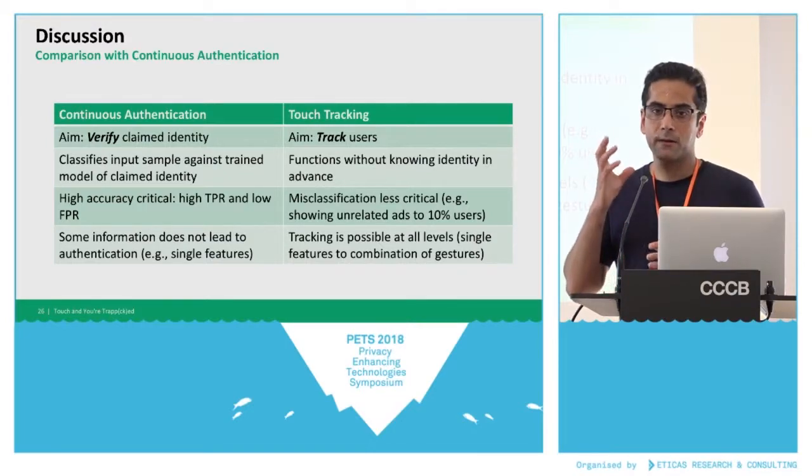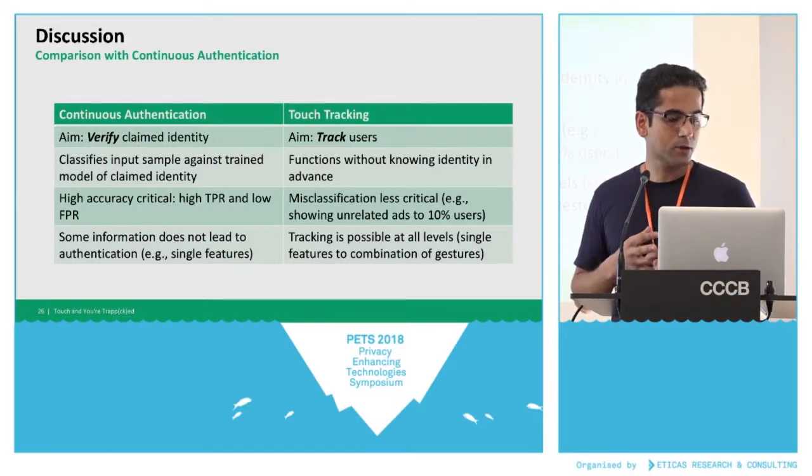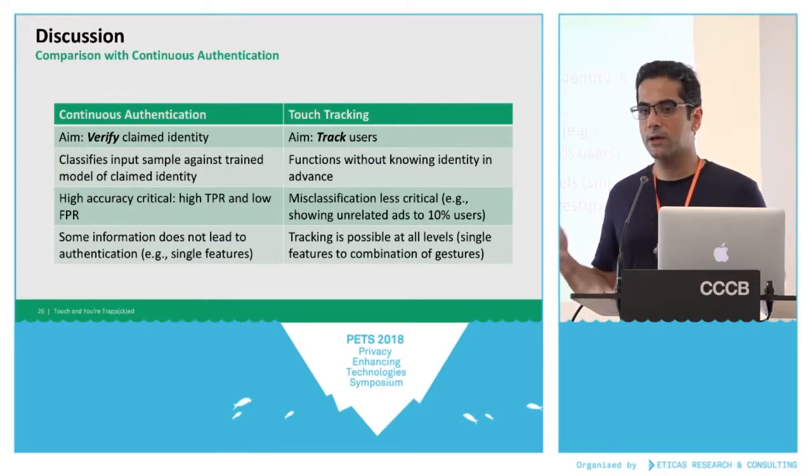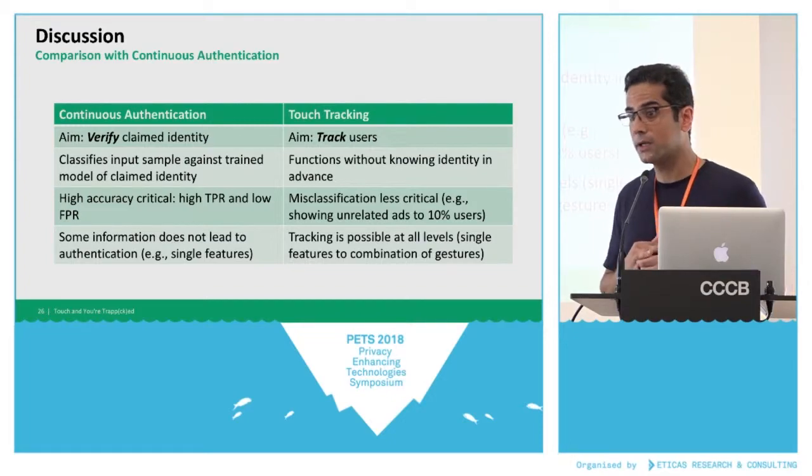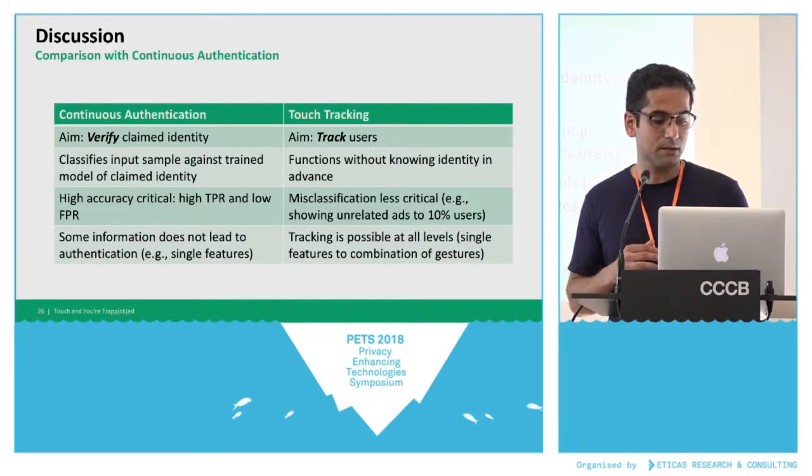Similarly, authentication needs to be highly accurate, which means a high TPR and a low FPR are critical. In the case of tracking, that is not that critical a thing.